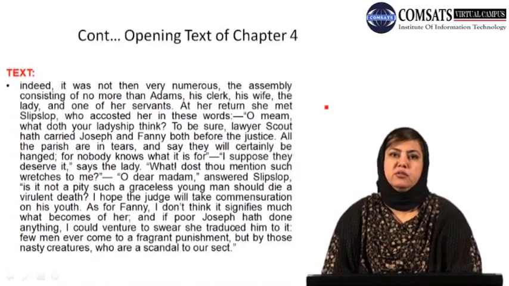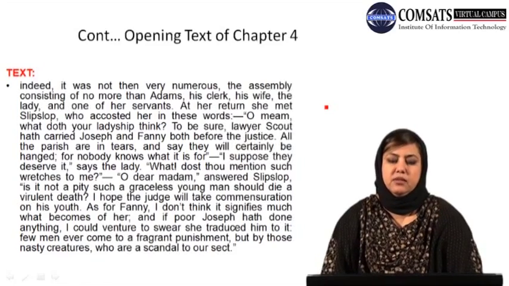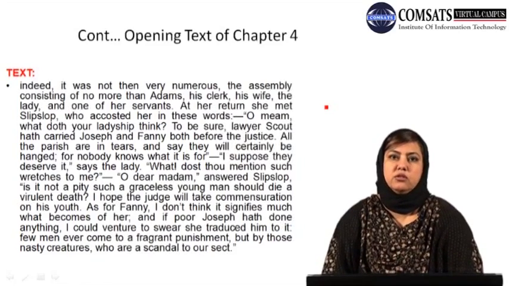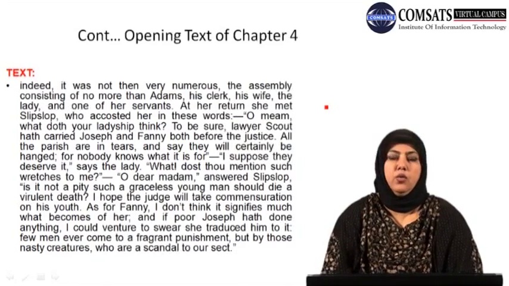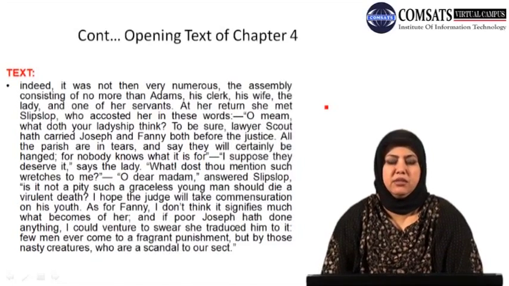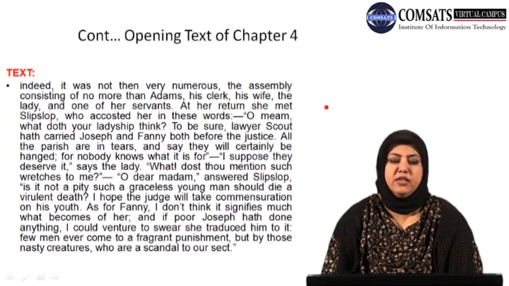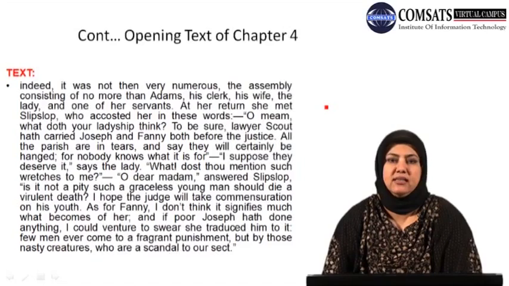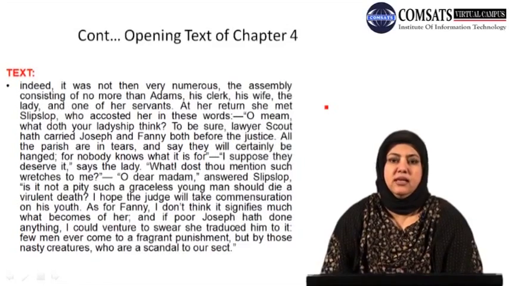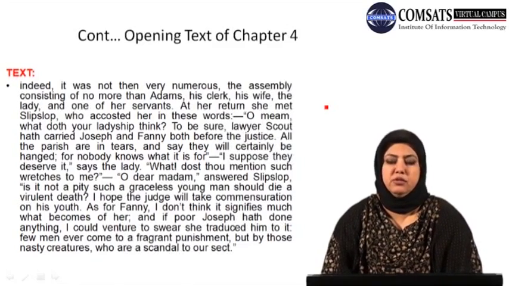Another important thing with reference to this part of the text is Slipslop's attitude towards Joseph and Fanny. On one hand, she wants to save Joseph. Even if Joseph has done something wrong, what she believes is that men generally suffer this kind of punishment because of women. That is what she says, the nasty creatures who are a scandal to our sect, that is the gender of women. She says it is women who bring this kind of punishment to men. So what she tries to do is to prove Joseph innocent.